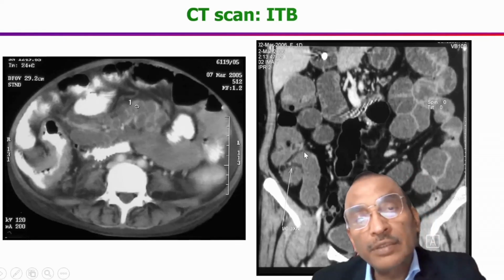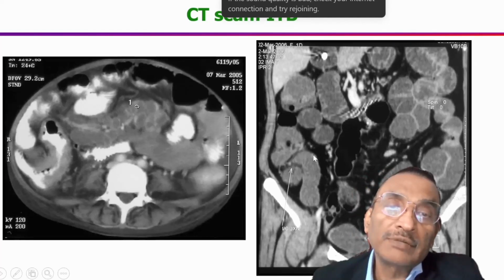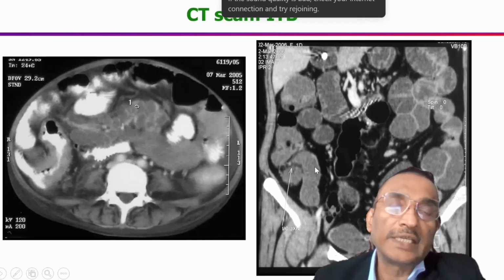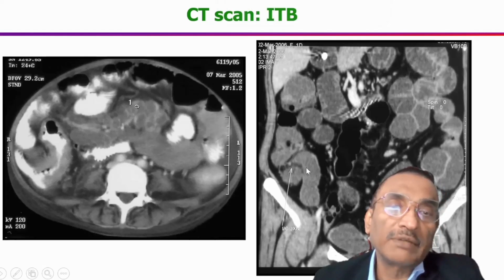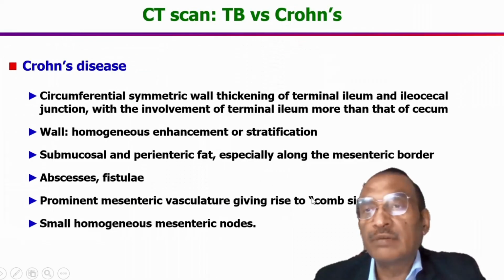So here you see, going right from medial, and this is triangular. So what happens in a gaping ileocecal valve? There is the triangle of the ileum. Apex is towards the lateral wall of the cecum, and in case of gaping, this will reverse. The base will be here, and the apex will be towards the ileal side. So that is what we call a gaping ileocecal valve. That is how the appearance will be. So one should remember that.